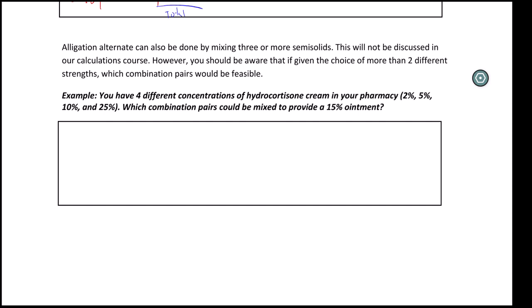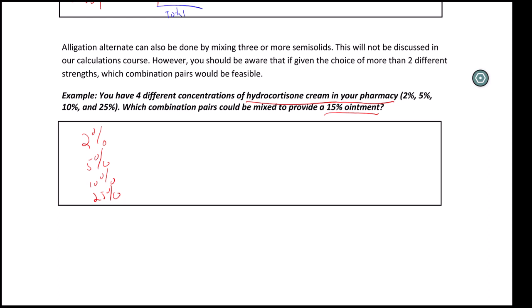So what do I mean by that? If you have 4 different concentrations of hydrocortisone cream in your pharmacy, so you have a 2, a 5, a 10, and a 25, which ones could you mix in combination to make a 15%? Which one of these can you mix if you want to just mix 2 to get to a 15%? I'm not asking you to do the math, I'm asking you which one's feasible. It's usually not likely that you have to mix 3 things.